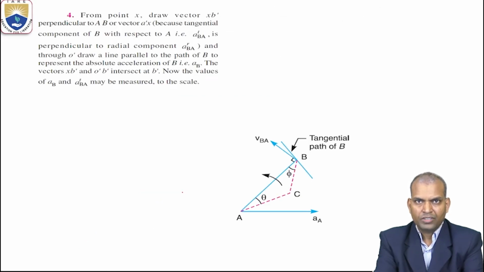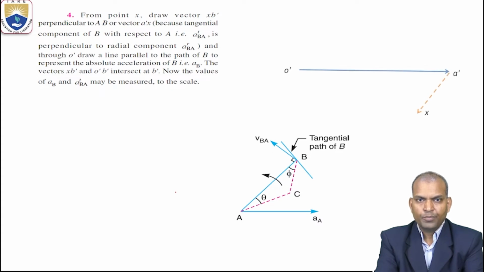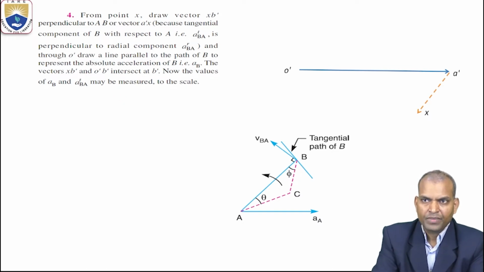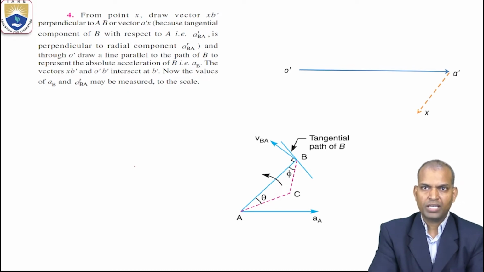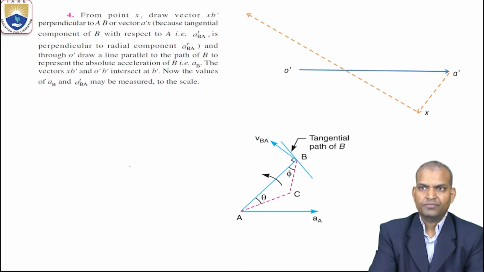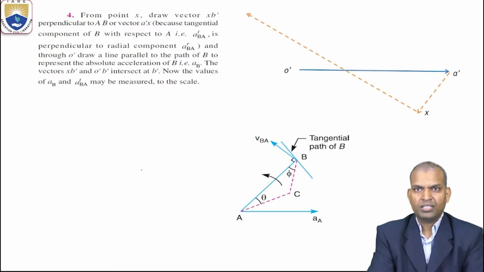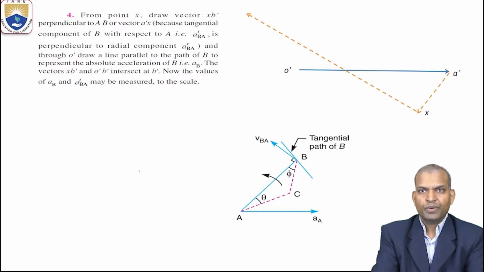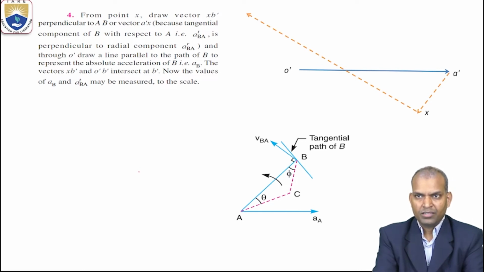After that, what is the next step? We have drawn up to here. From point X, draw a vector X B dash. What is X B dash? It is the tangential component. The tangential component of B with respect to A, ATBA, is perpendicular to the radial component, but we don't know its magnitude.